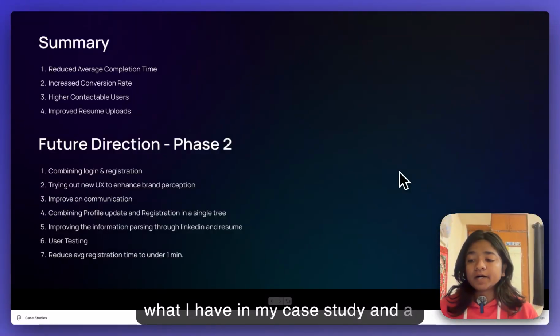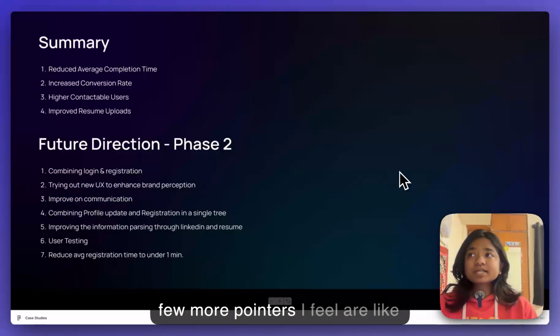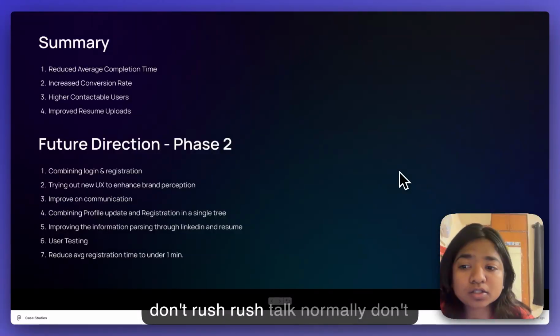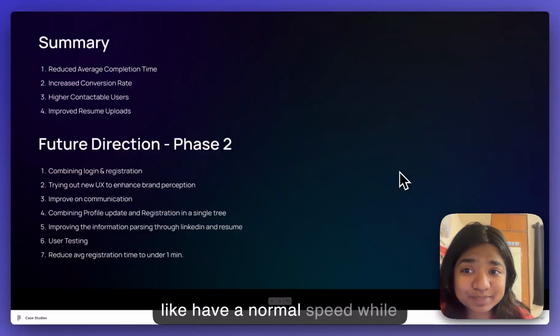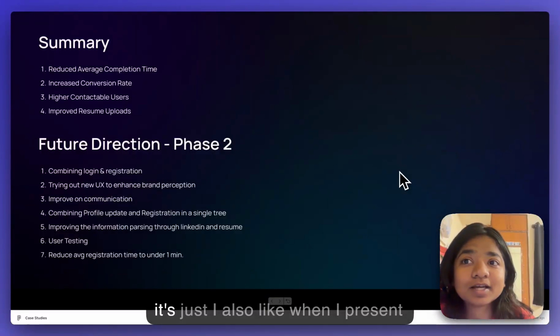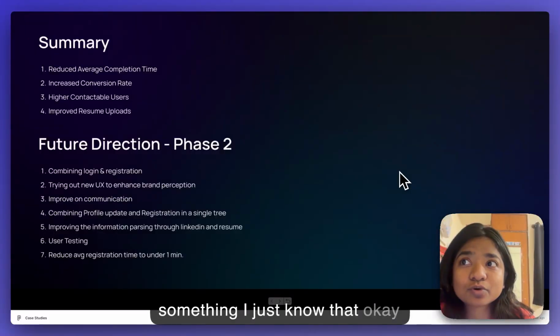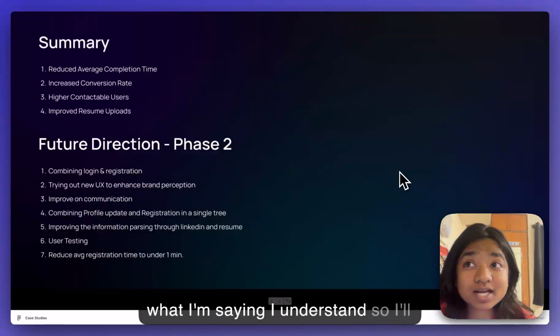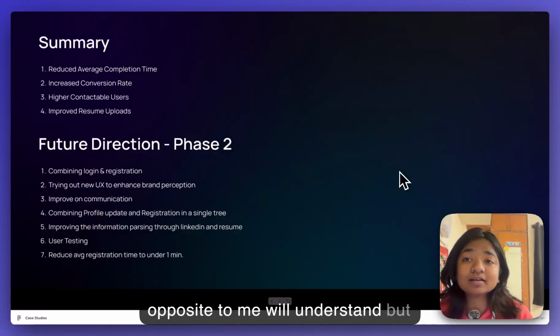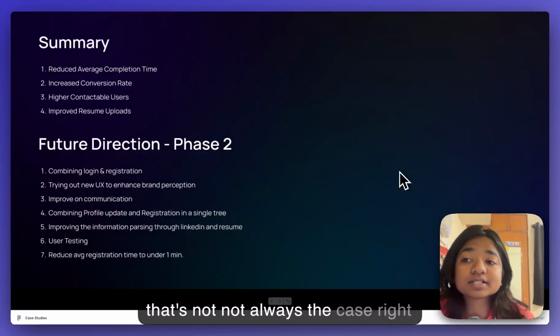And a few more pointers I feel are: don't rush, talk normally, have a normal speed while talking. Because when I present something, I know what I'm saying and I understand, so I'll tell it at my speed, and I assume the person opposite to me will understand. But that's not always the case, right?